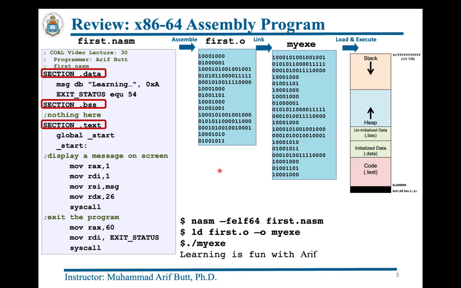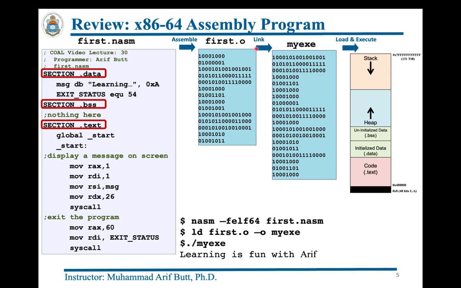Once again, this slide summarizes the tool chain which we have discussed in detail in lecture number 30. The structure of an x86-64 assembly file having section .data, section .bss and section .text is shown in this file with the name of first.nasm. We use the Netwide Assembler NASM to assemble this source file and generate the object file named first.o in ELF64 format.